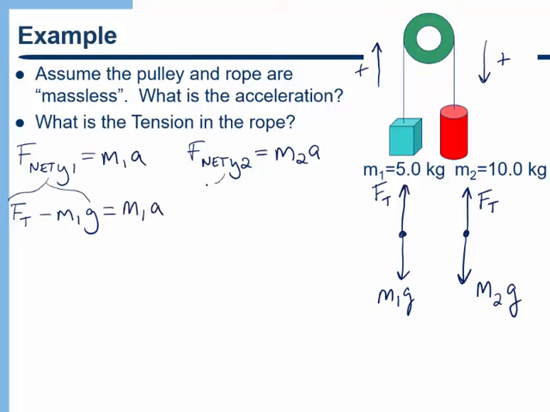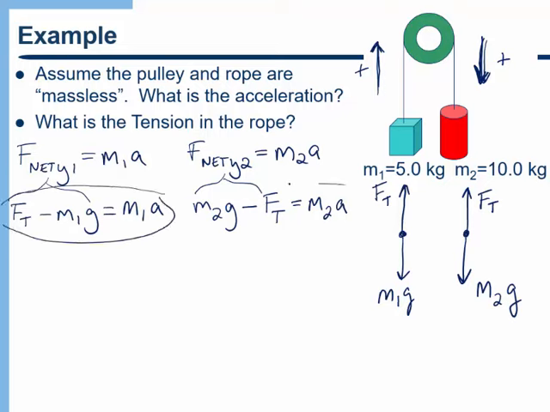For object number 2, here's where we need to be careful. We've defined down as positive. And therefore, when we write the vector sum of the forces, the net force, we have to write that as m2g minus Ft, and that equals m2a. So notice we're saying that if m1 is accelerating upward, that's a positive acceleration. Well, in that case, m2 would be accelerating downward. That's also got to be a positive acceleration.